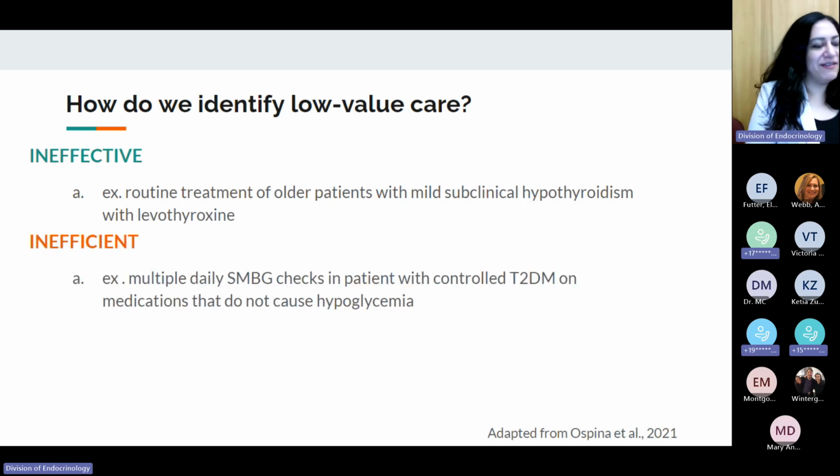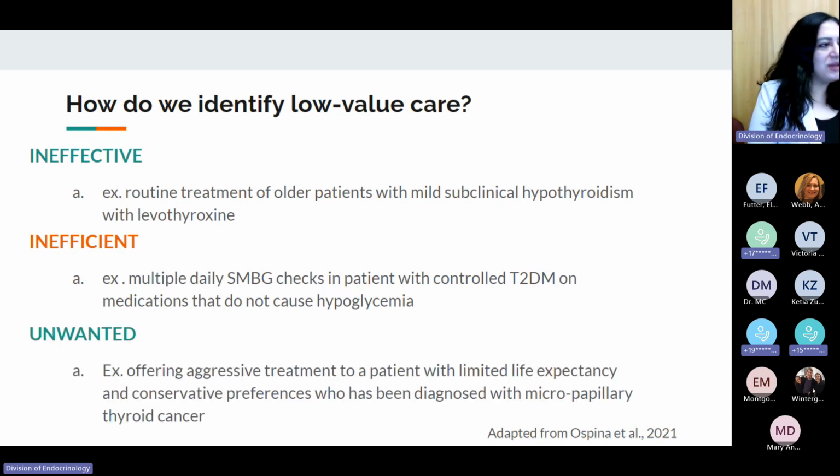Low value care is inefficient. So, for example, someone that has very well controlled type 2 diabetes and is on only non-hypoglycemic causing medications, we don't tell them to check their sugar 4 times a day. It's in excess of what needs to be done, and it's not going to change our management. So it's inefficient. And low value care is unwanted.